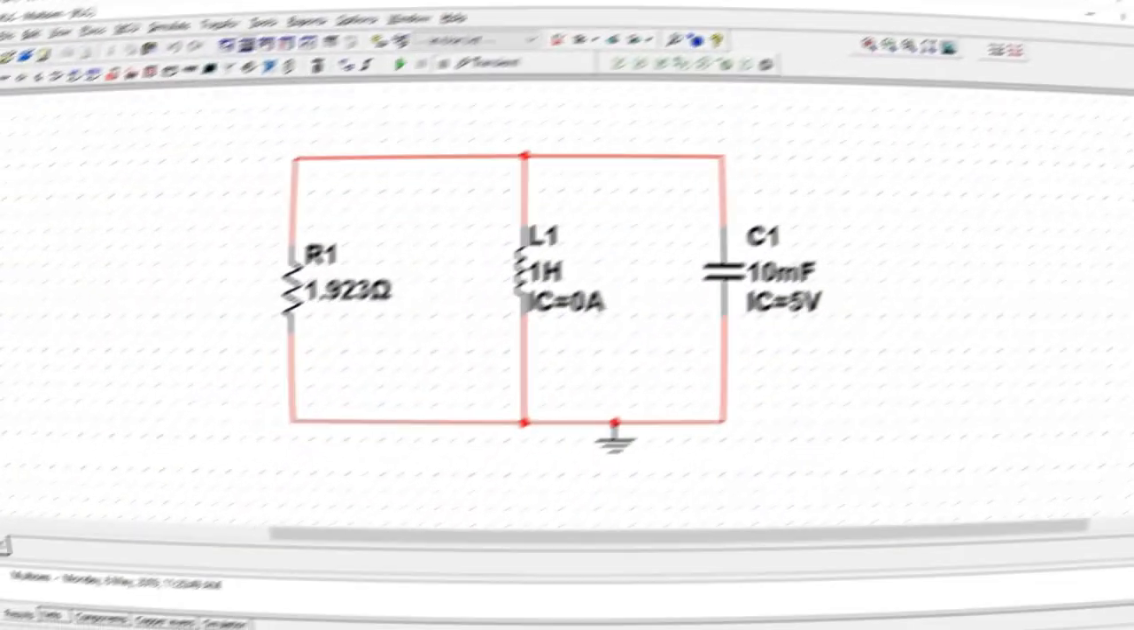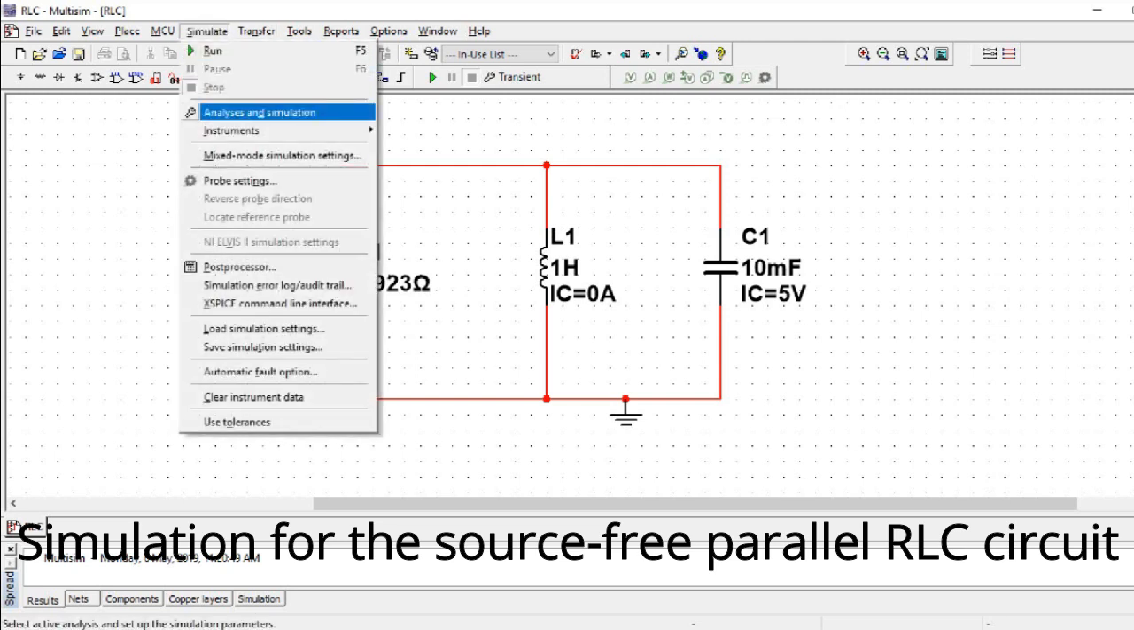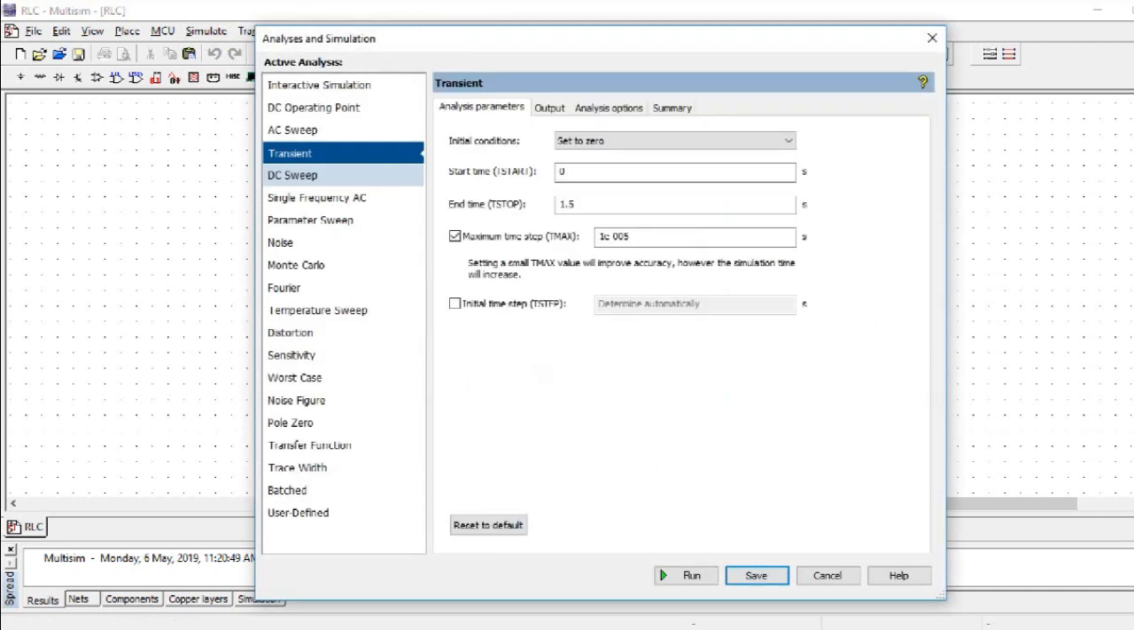This is an RLC circuit, so I will show the simulation of the RLC circuit from the question. We start here. Simulate using analysis and simulation. Using transient, set to 0. Start from 0 and the stop time is 1.5. Just run.